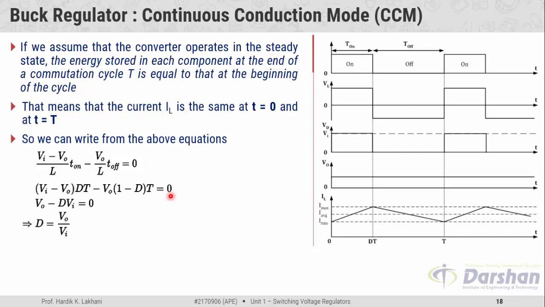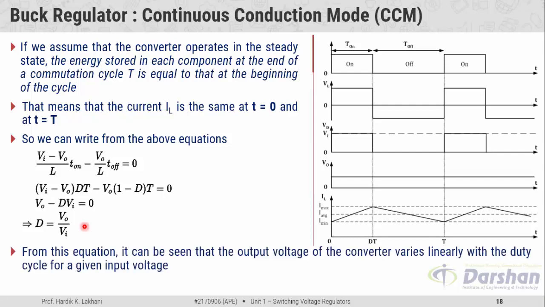By substituting the values of delta IL on and delta IL off, we get the equation (Vi minus Vo) divided by L times T on, minus Vo divided by L times T off, equals 0. By simplifying this equation, we finally have the output voltage equal to D times the input voltage. V output is equal to D times Vi.